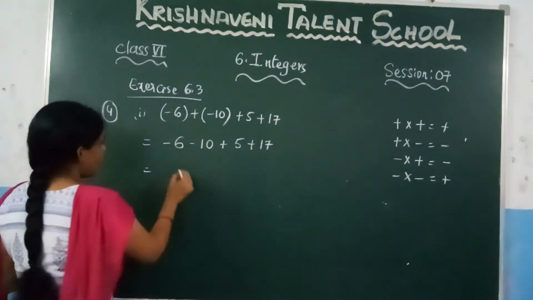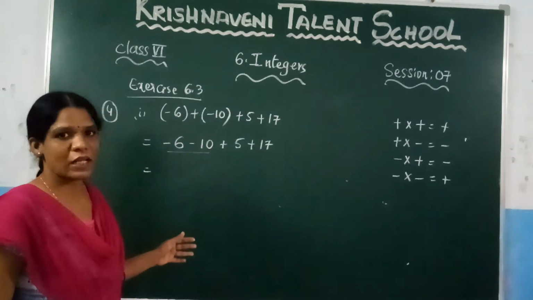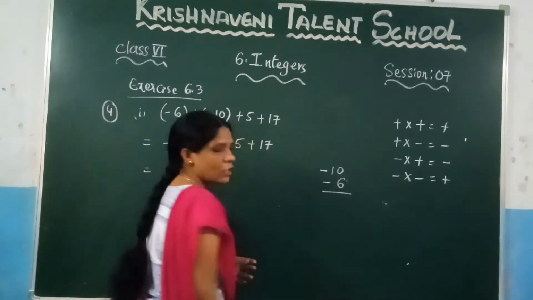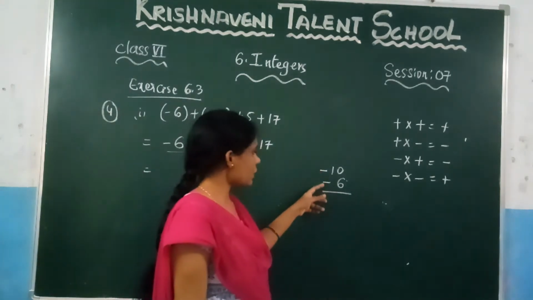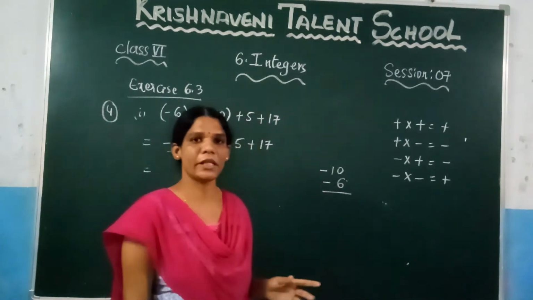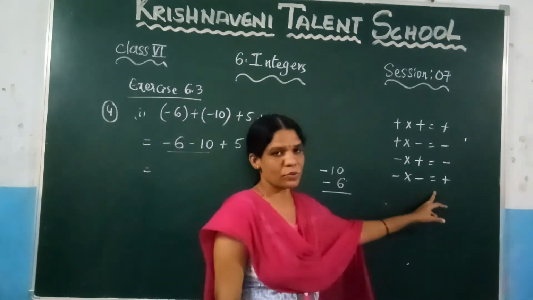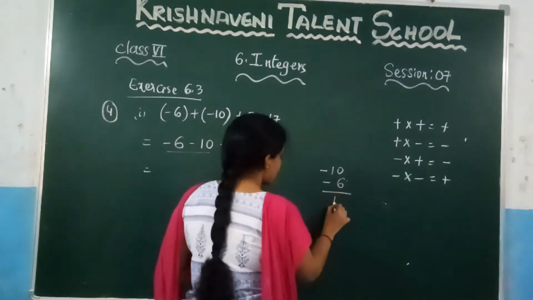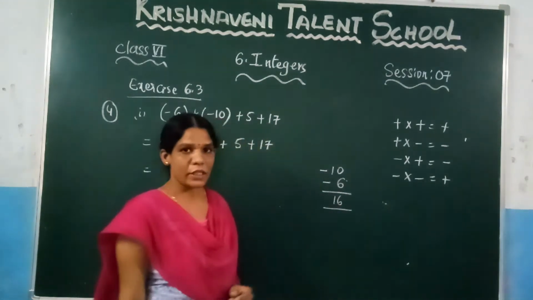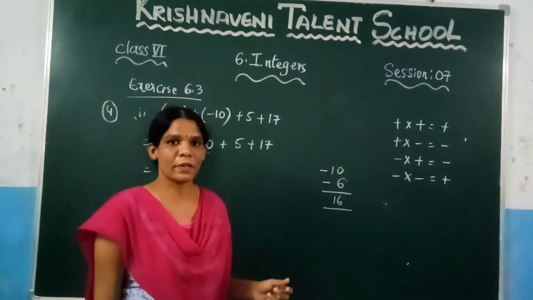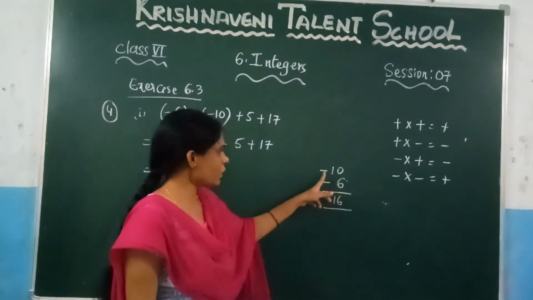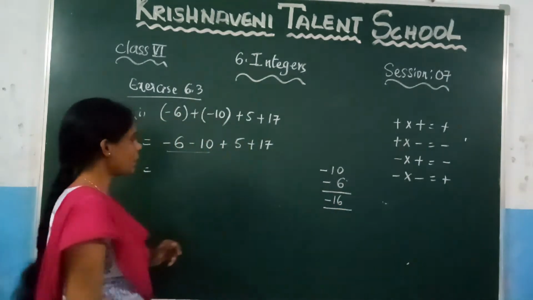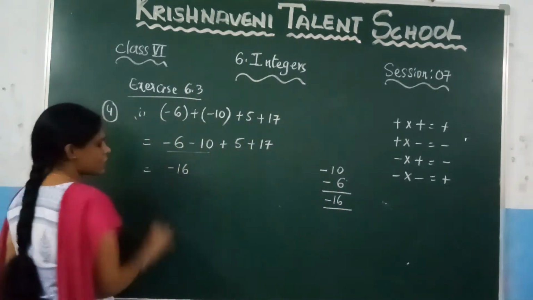Now, let us simplify these two values. What is the value of minus 10 and minus 6? You know that if both numbers have the negative symbol, then you need to add the numbers. Just now I have told, right? So, 10 plus 6. What is the value of 10 plus 6? Which is 16. And after that, you need to check for the bigger number, what is the symbol? Minus. So for the answer, you need to keep minus. So, you are getting the result as minus 16.